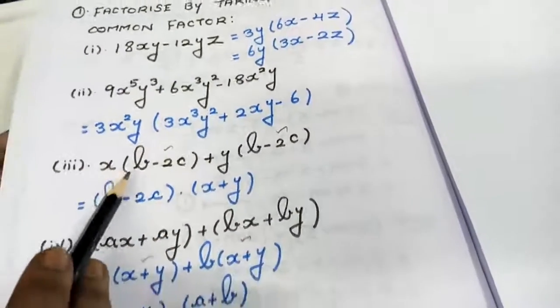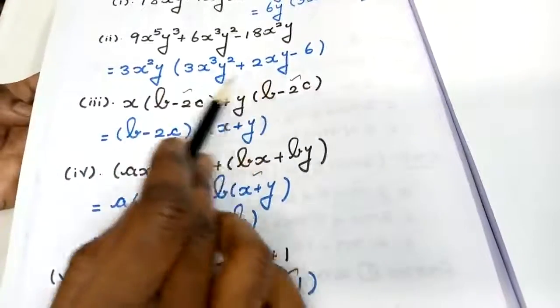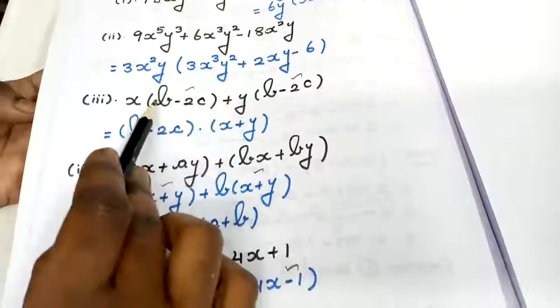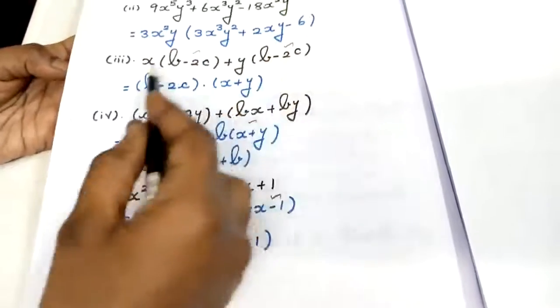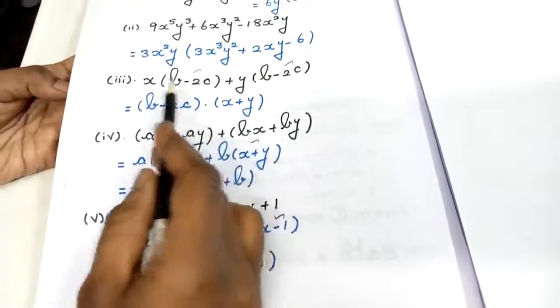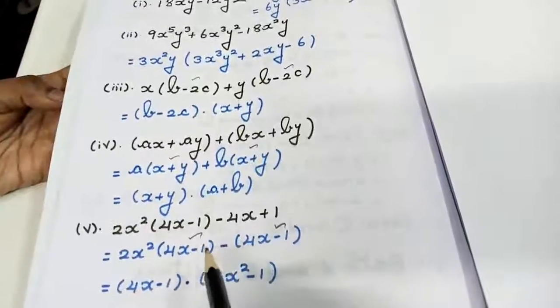Coming to the third question, totally I am having 2 terms. In these 2 terms, b minus 2c is common to both the terms. So I am taking b minus 2c outside. The remaining is x plus y. The same way you are going to do the remaining 2 sums.